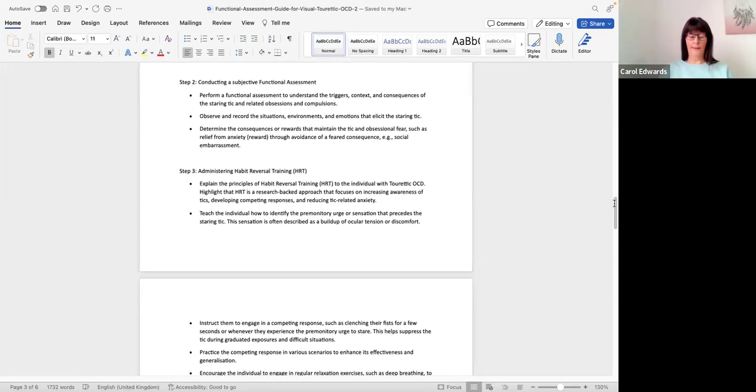Even still, conducting an assessment, if you like, to understand the triggers, context, and consequences of the staring tic and related obsessions and compulsions. Observe and record the situations, environments, and emotions that elicit the staring tic. Determine the consequences or rewards that maintain the tic and obsessional fear, such as relief from anxiety, in brackets reward, through avoidance of a feared consequence, e.g. social embarrassment.